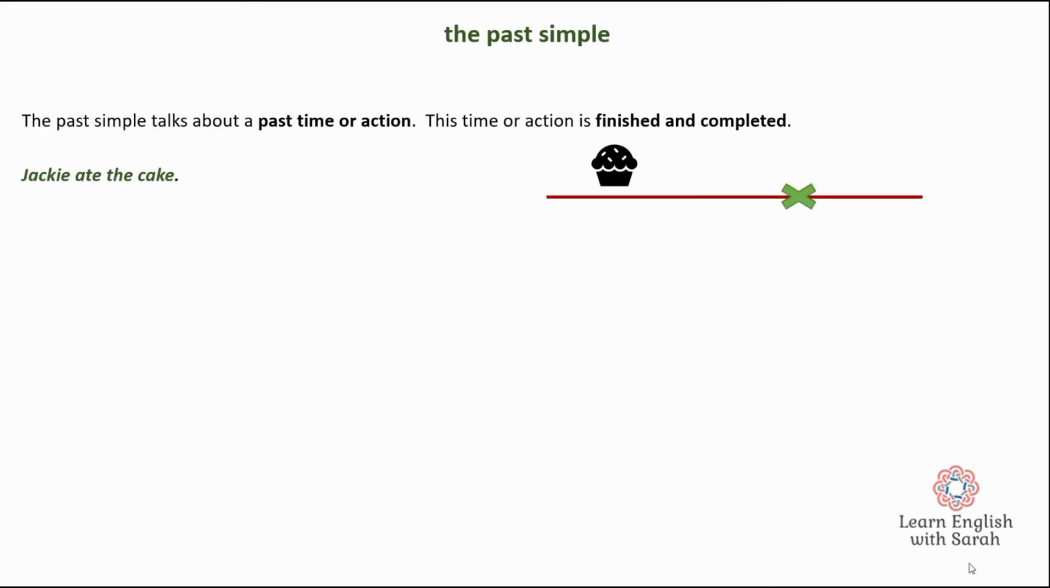So let's quickly review the past simple. Past simple talks about a past time or action. This time or action is finished and completed. So, Jackie ate the cake. This is now. This is the past. The cake is not connected to now.